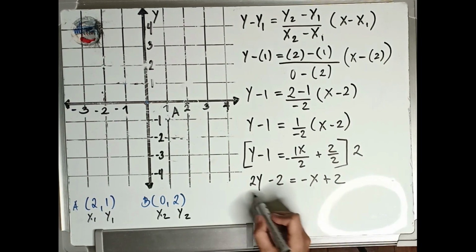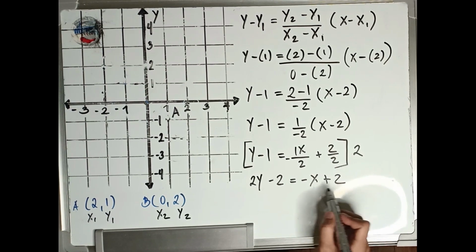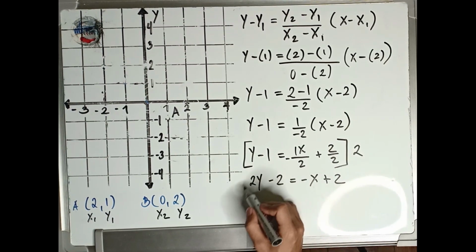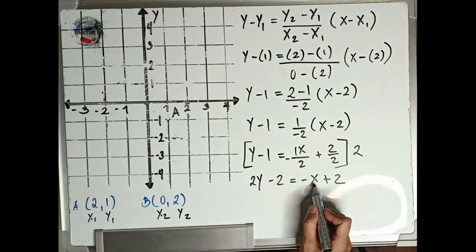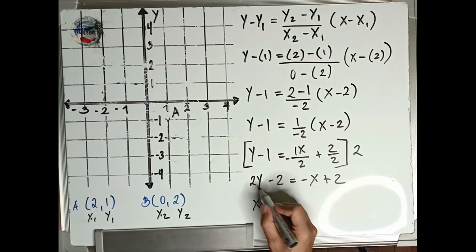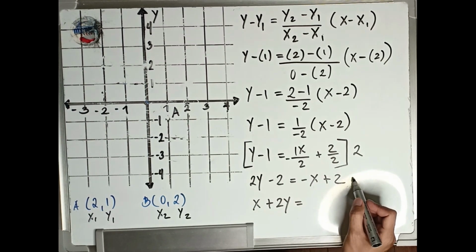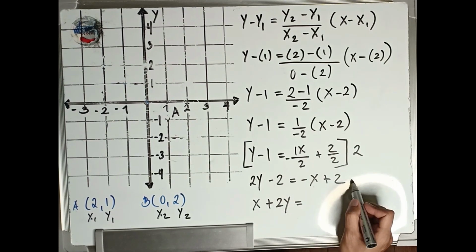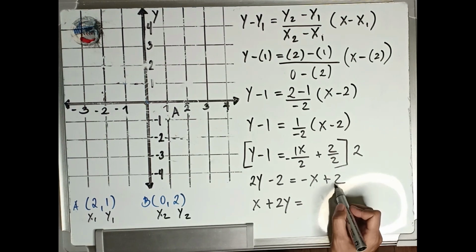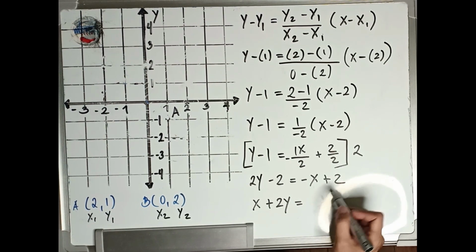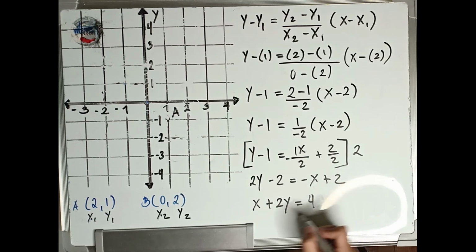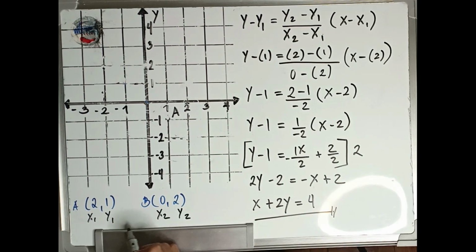Now, let's make this into standard form. So, we're going to transpose negative x on this side. So, once you transpose this, negative will become positive. So, x, then copy 2y, equal sign, then negative 2 will be transposed on the other side. So, negative 2 will become positive 2, combined with positive 2 will be positive 4. So, the equation of the given 2 points will be x plus 2y is equal to 4.